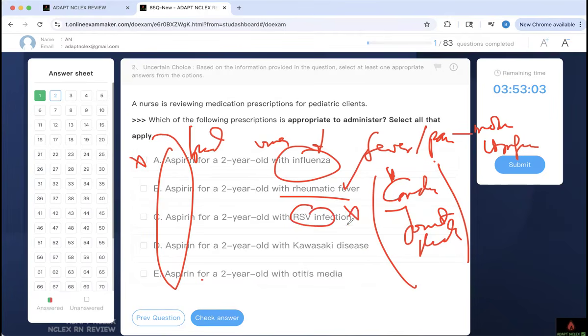You should stay away from aspirin. Kawasaki, the same thing, is a viral infection. But what do you worry about? The cardiac manifestation of the disease. Therefore, you can give them aspirin. Otitis media, most of the time, is bacteria. But even if you need to give them aspirin for the fever, you should not, because you're just giving the NSAID for what? Fever. Therefore, Motrin, ibuprofen is the best answer.